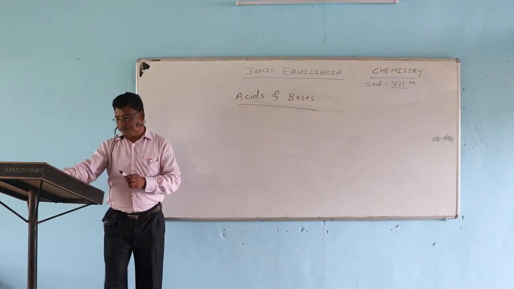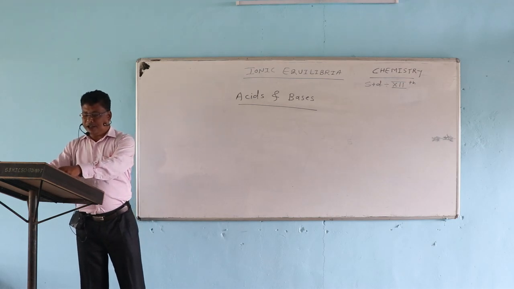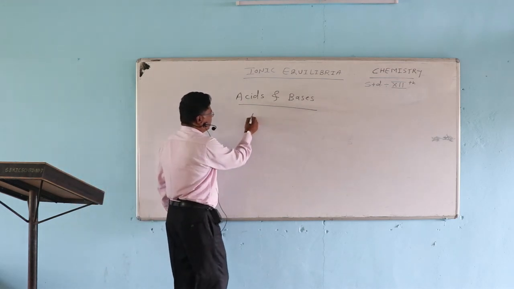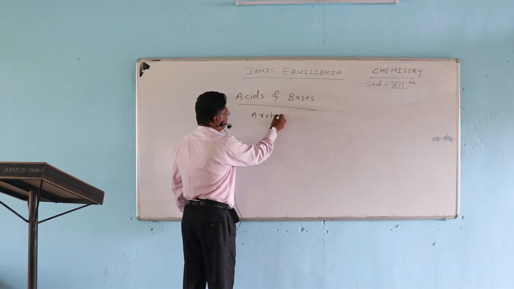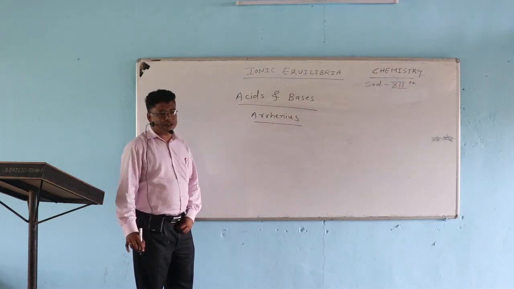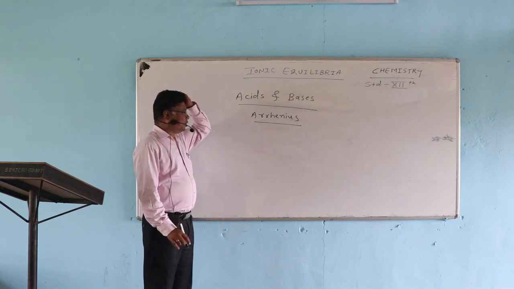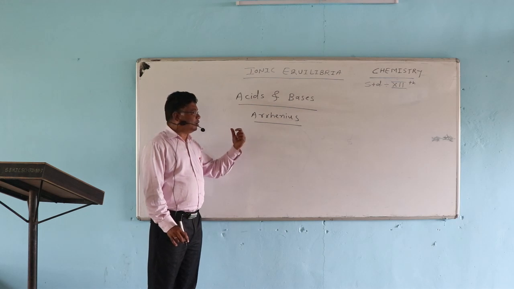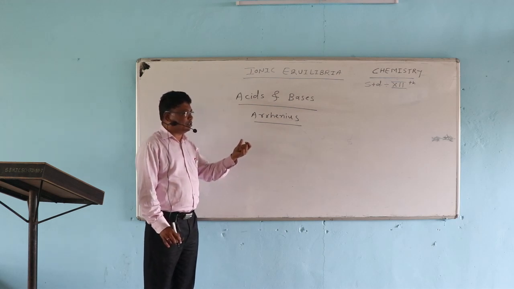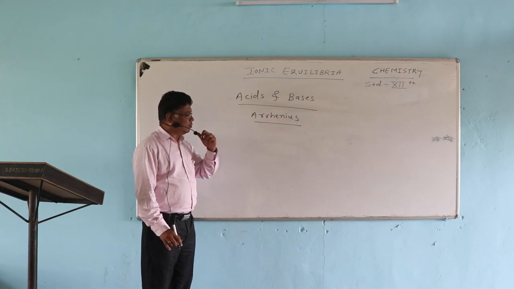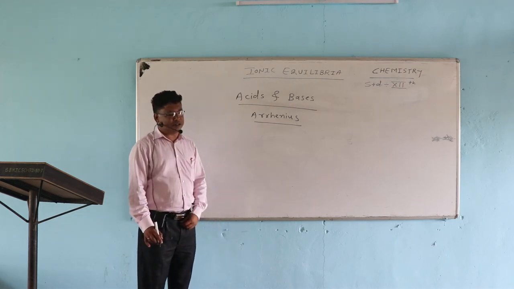First of all, Arrhenius theory: scientist Arrhenius gave the definition of acid and base. After that, Bronsted-Lowry gave another definition of acid and base. After that, Lewis gave a modified definition of acid and base.